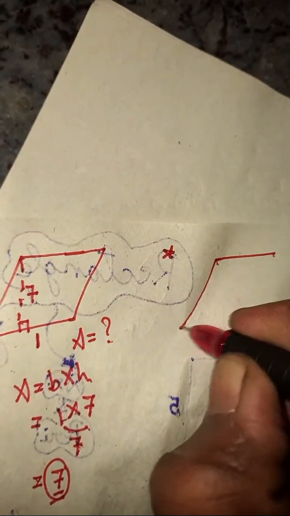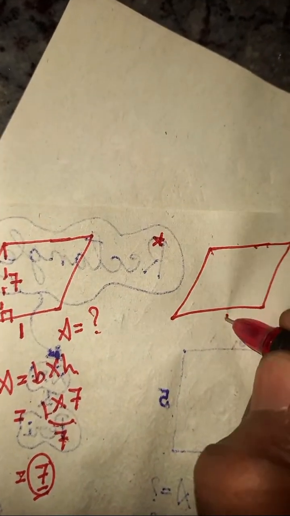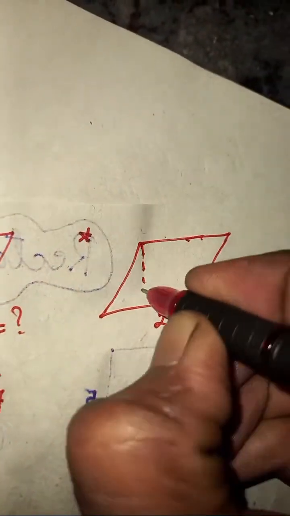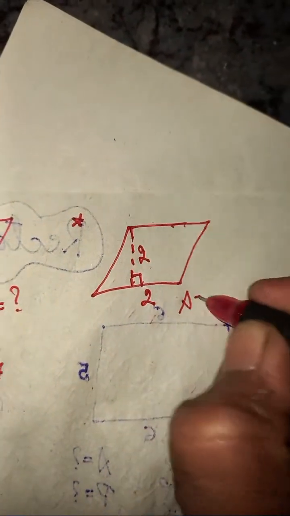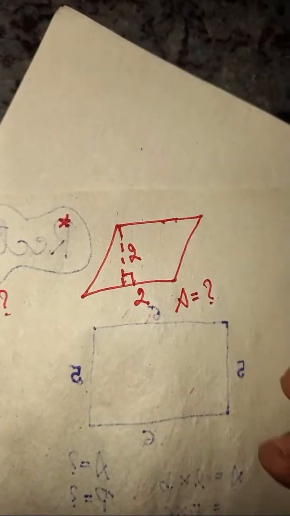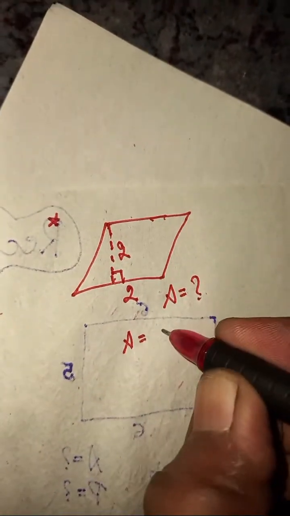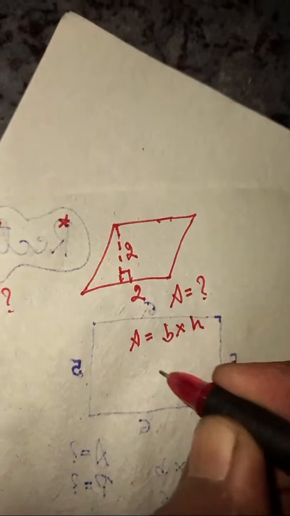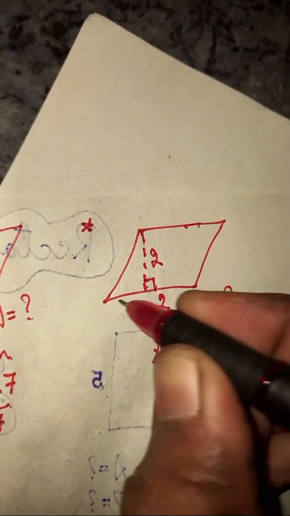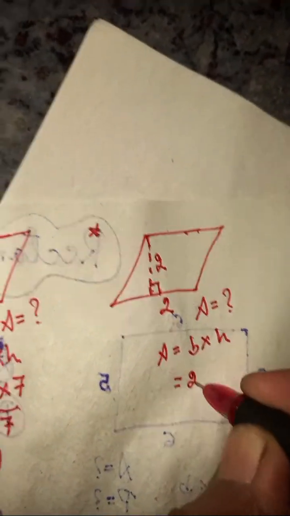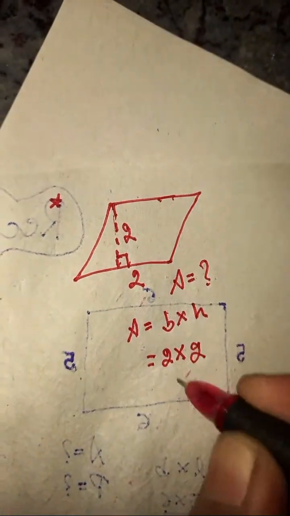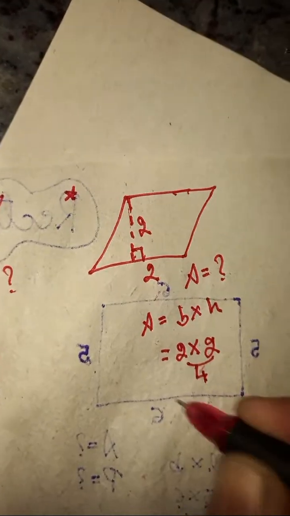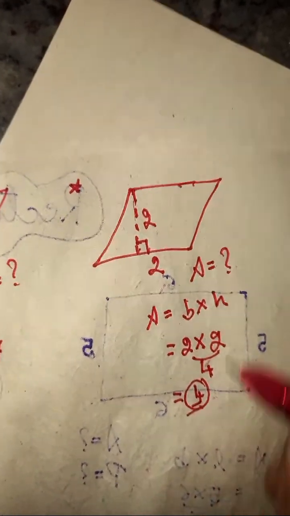Let's take one more parallelogram. Here the base is 2 units and the perpendicular height is 2 units. Here also you need to find the area. Area of a parallelogram is base times perpendicular height. Here the base is 2 units times the perpendicular height, which is also 2 units. 2 times 2 is 4, so it is 4 square units, the area of this parallelogram.